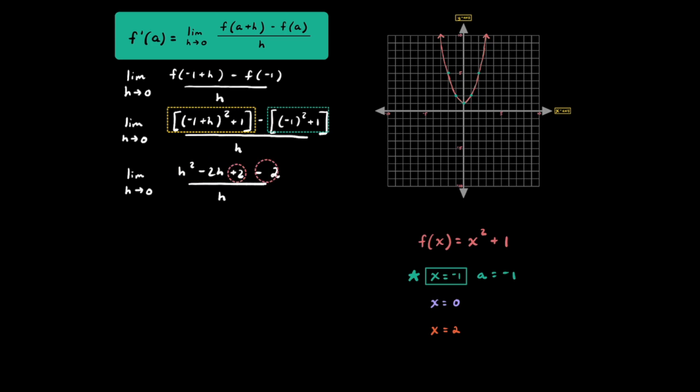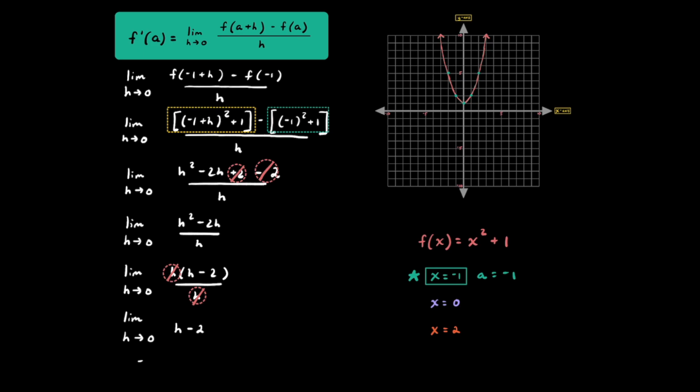Notice this positive 2 and negative 2 can cancel out. So we're left with h squared minus 2h over h. Factoring out an h in our numerator, we're going to have h times a quantity of h minus 2 all over h, and our common factors of h are going to cancel out. Simplified here, we have the limit as h is approaching 0 of h minus 2. As h approaches 0 and we substitute in 0 for h, we're going to get a final answer here of negative 2.